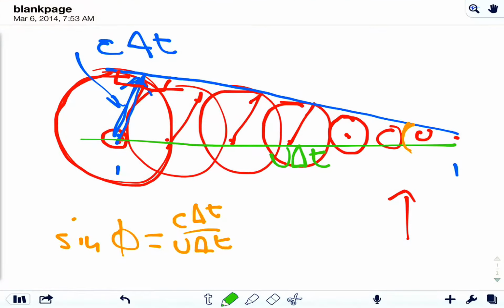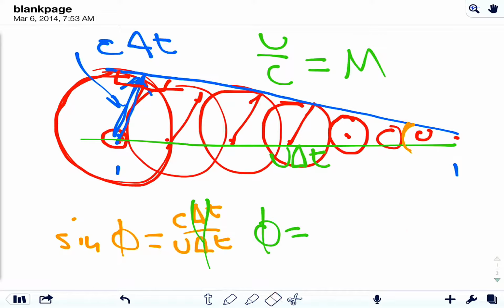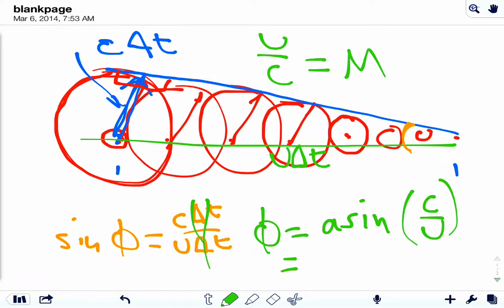Now keep in mind that u over c is the Mach number. That's the ratio of the speed your vessel is moving, your airplane's moving, relative to the sound speed. That's the Mach number. And you can see that these delta t's are going to cancel out. And we solve for phi is equal to the arc sine of c over u, which is 1 over M, equals arc sine of 1 over the Mach number. The Mach number sets up this cone right here.